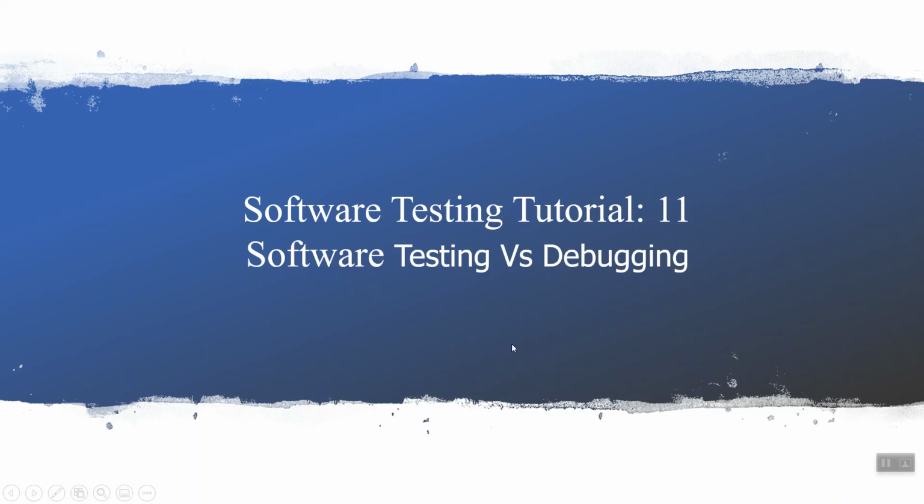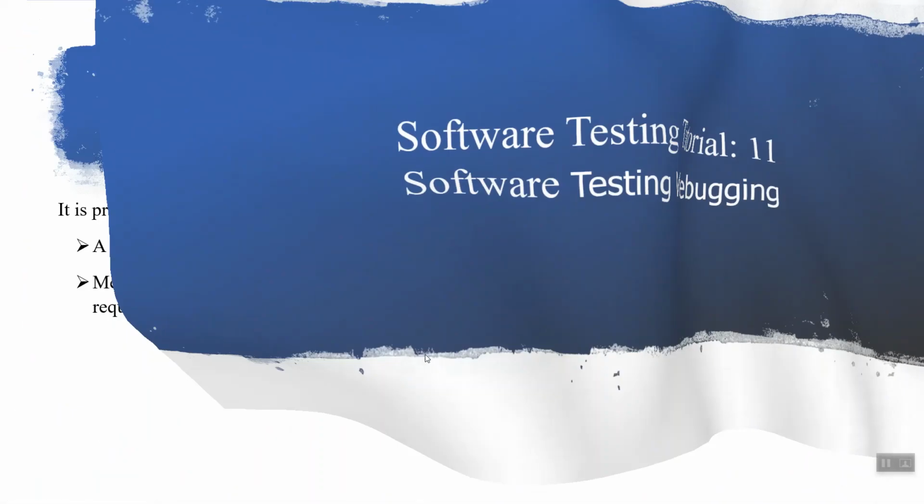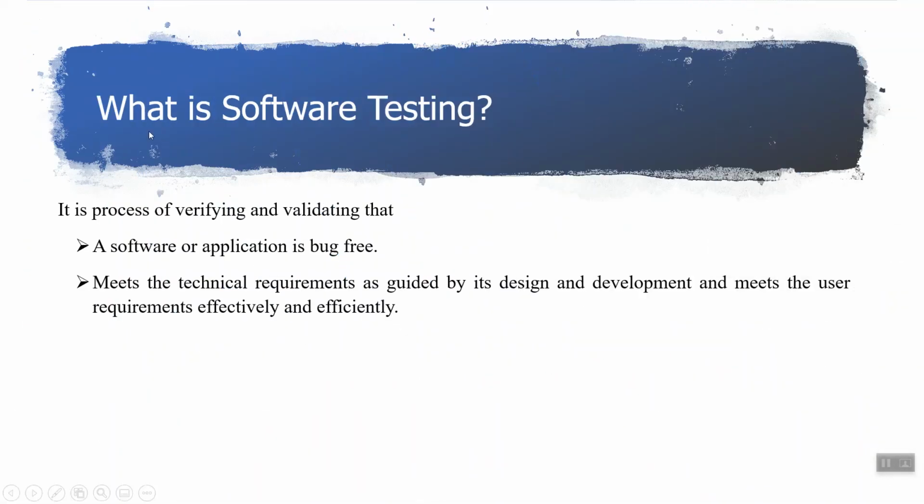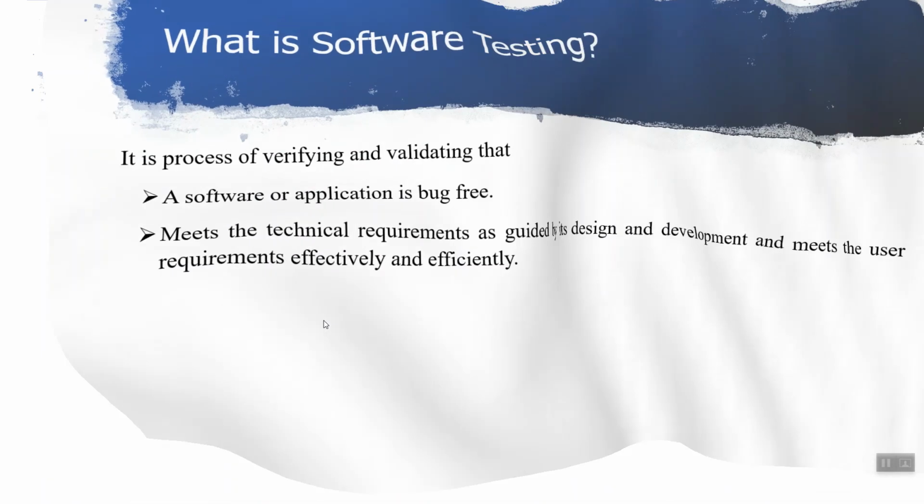In this video, we will see the difference between software testing and debugging. So starting with, first we will see what is software testing and what is debugging. And after that, we will see one by one the differences. So software testing is a process of verifying and validating that a software or application is bug-free and the software meets the technical requirements as guided by its design and development and meets the user requirements effectively and efficiently.